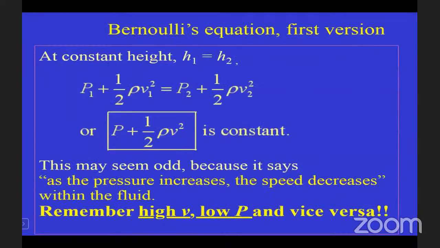At constant height, h1 equals h2, and pressure P1 plus 1/2 ρv1² equals P2 plus 1/2 ρv2², or P plus 1/2 ρv² is constant. This may seem odd because it says as the pressure increases, the speed decreases within the fluid. Remember, high velocity and low pressure, and vice versa.